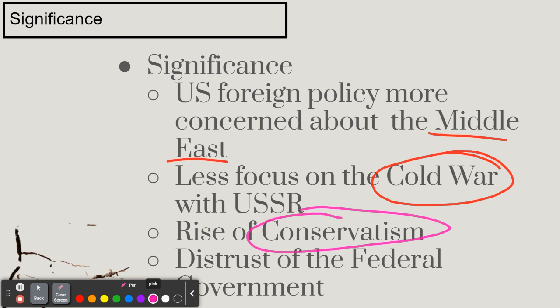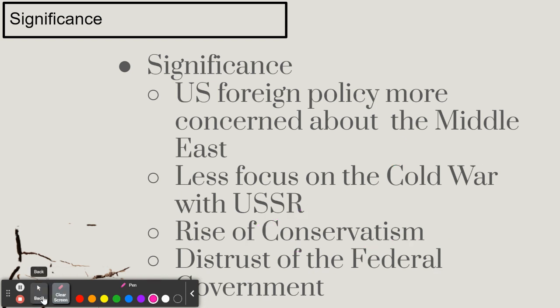that flavors the Republican Party to this day, and that goes along with the distrust of the federal government. The U.S. government is not looked at as a good thing. This is the holdover from Vietnam, Watergate, the rise of the conservatives, and that's going to really lead us into our modern politics. I know the 80s and 90s seem like a long time ago, but really, historically, they're not, and we're still living with a lot of the effects from that time period.